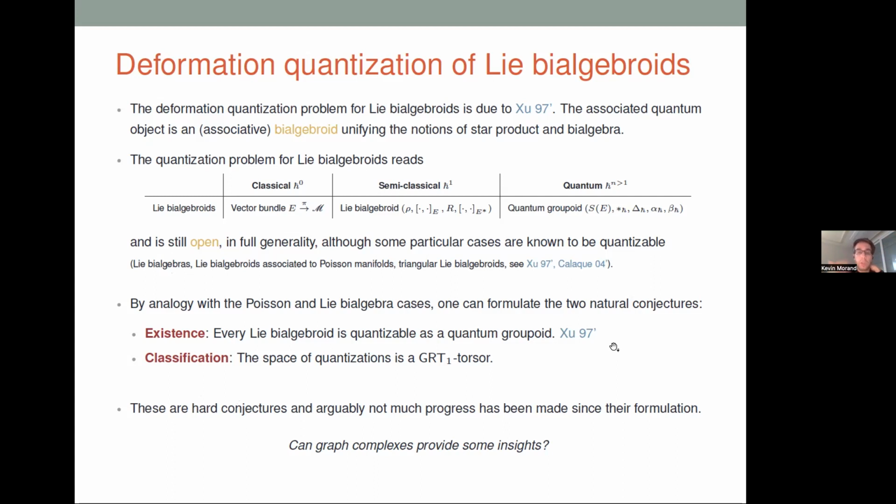And so the question I would like to ask now is, can graph complexes provide some insight regarding this quantization problem? In fact, as I would like to show, using graph complexes, we can provide some insight, and in fact, we provide some negative evidence for these two conjectures. As we will see, it is less likely now that every Lie bialgebroid is quantizable, because there is some obstruction to quantization. And also, it is less likely that the GRT1 group plays any role within the quantization of Lie bialgebroids.